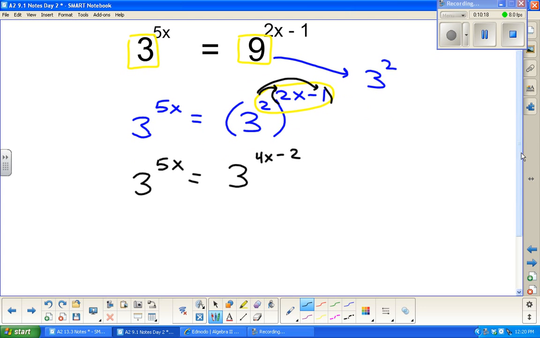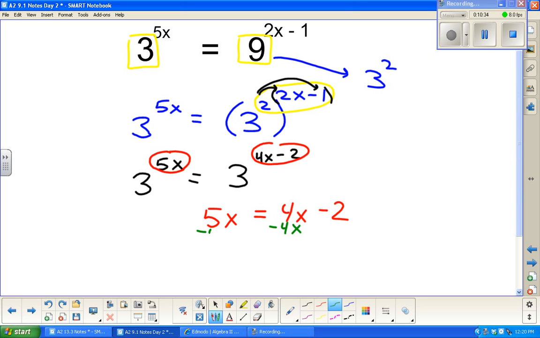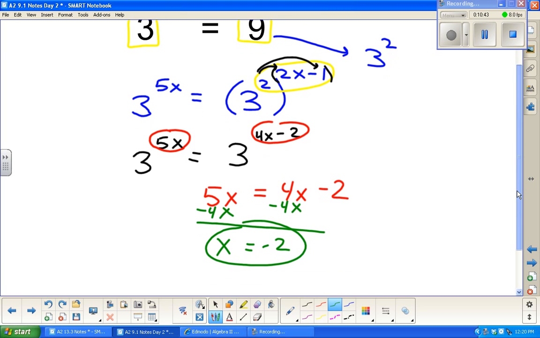The bases are the same. They're both 3. Let's go ahead and set the exponents equal. So 5x would equal 4x minus 2. And let's go ahead and solve that for x. We can subtract 4x from both sides, and we'll be left with 1x, which is what we want. x equals negative 2. Okay, and that would be your solution to that one.